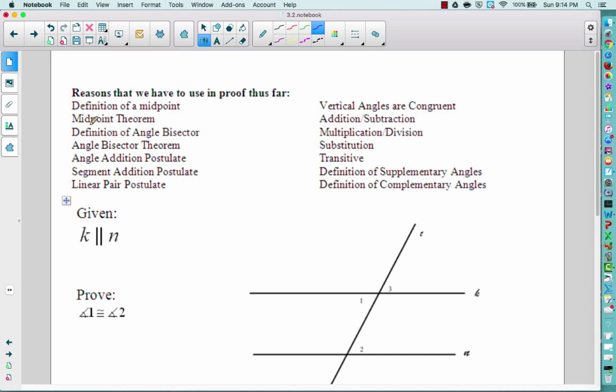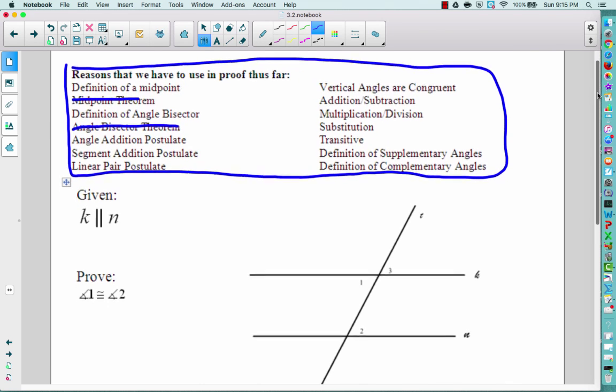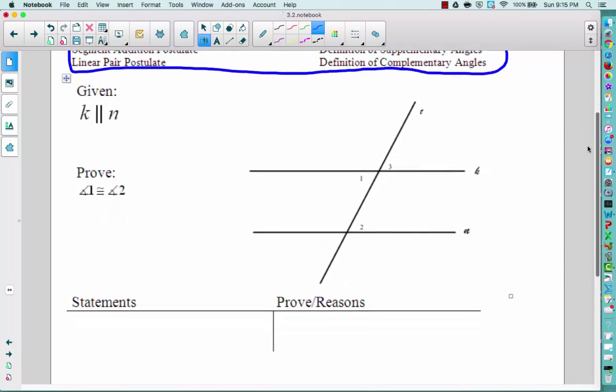All right, now I gave you a list at the top of the page in your video, but it's not actually in your notes. So far we have lots of reasons that we can use to prove things true. We've got the definition of a midpoint, the definition of an angle bisector, the angle addition postulate, segment addition postulate, linear pair postulate. Vertical angles are congruent. Addition, subtraction, multiplication, division, substitution, transitive, definition of supplementary and complementary angles. We've got the definition of congruence. We've got all kinds of things. And now I'm going to add a few more. So we've got the corresponding angle postulate, which I call CAP.